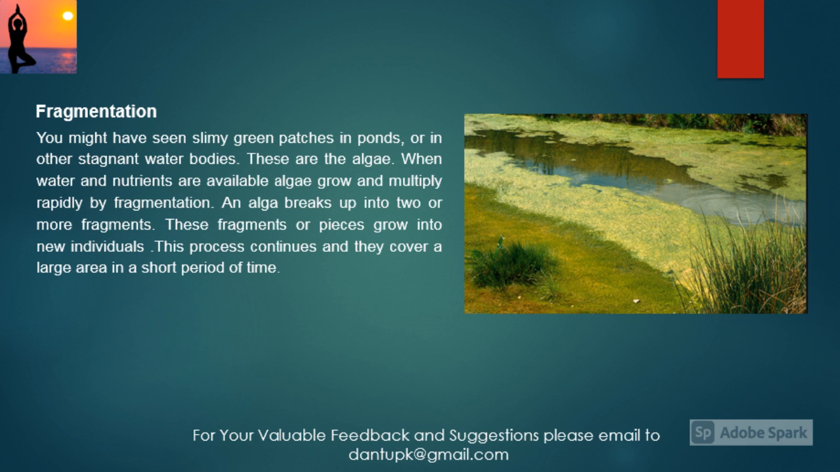Fragmentation. You might have seen slimy green patches in ponds or in other stagnant water bodies. These are the algae. When water and nutrients are available, algae grow and multiply rapidly by fragmentation. An alga breaks up into two or more fragments. These fragments or pieces grow into new individuals. This process continues and they cover a large area in a short period of time.